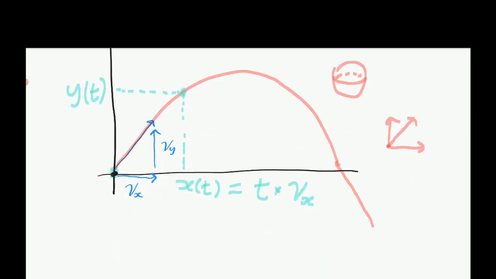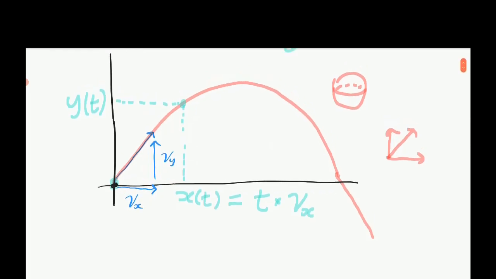So, okay, we've got this equation now, which is giving us the horizontal motion of our projectile. And it's very, very simple.